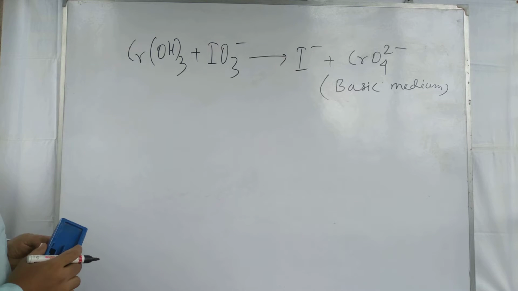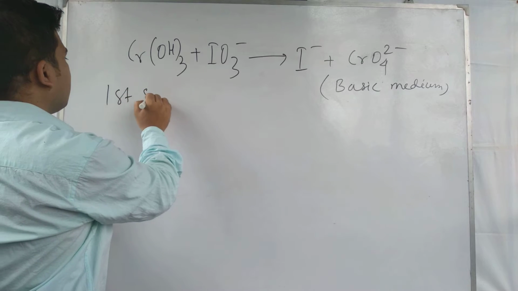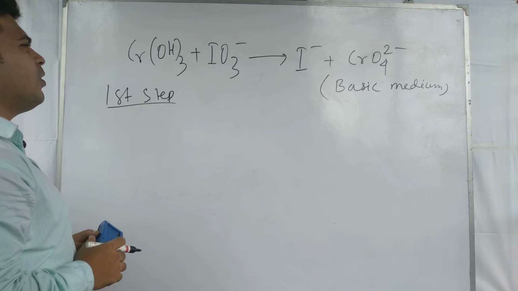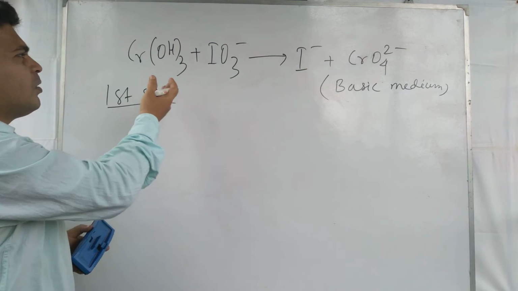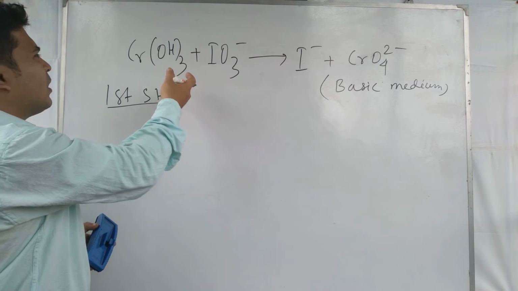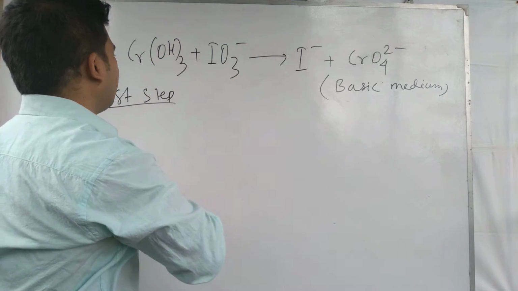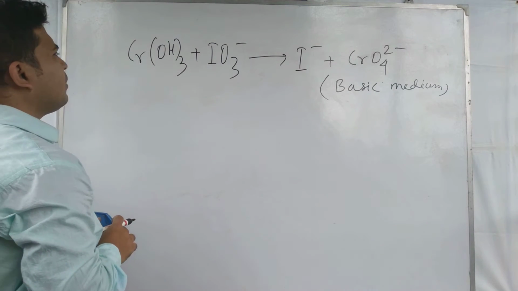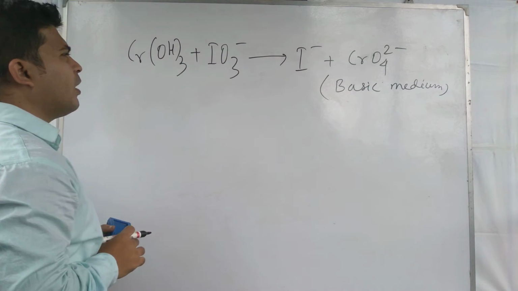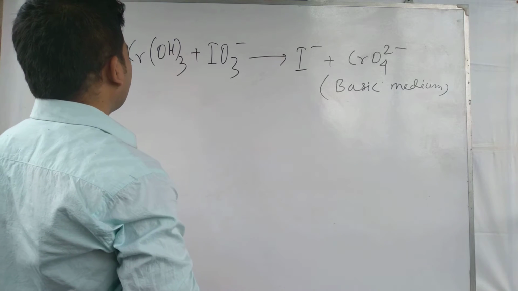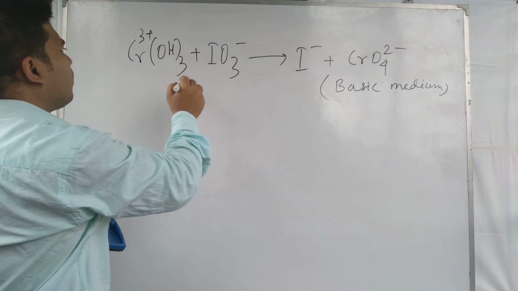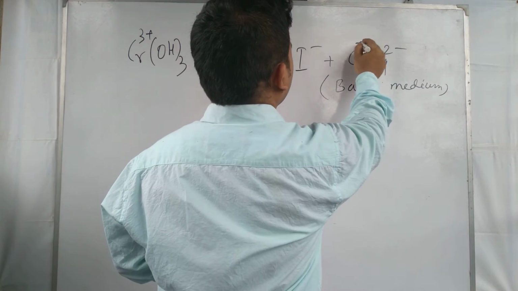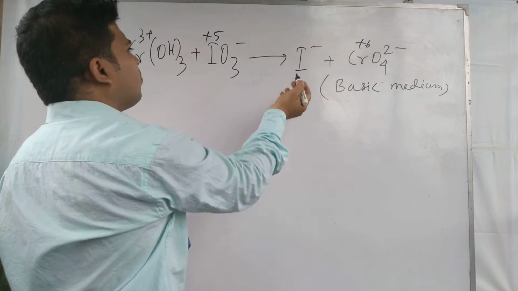So what will we do? Our first step is to write the equation in ionic form. The equation is already in ionic form, so we do not need to break the reactants and products. So the first step is not required here. The second step is to find the increase and decrease in oxidation number in each case. Here we see a 3 plus oxidation number, here it is 5 plus, here it is 6 plus, and here it is minus 1.